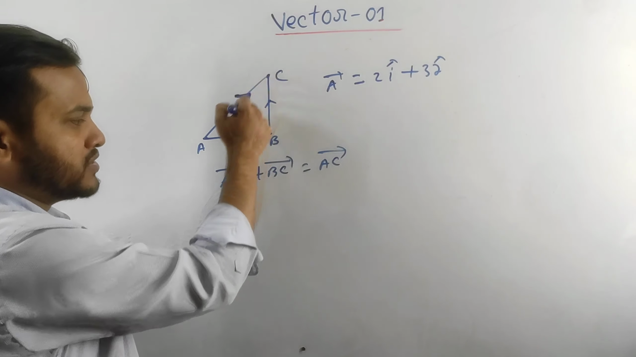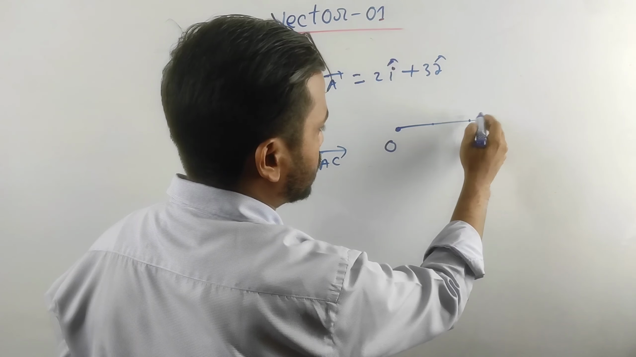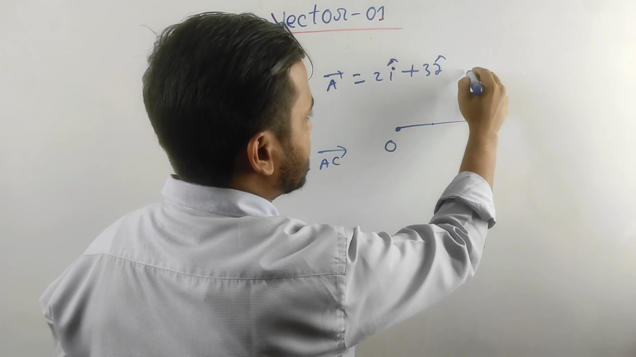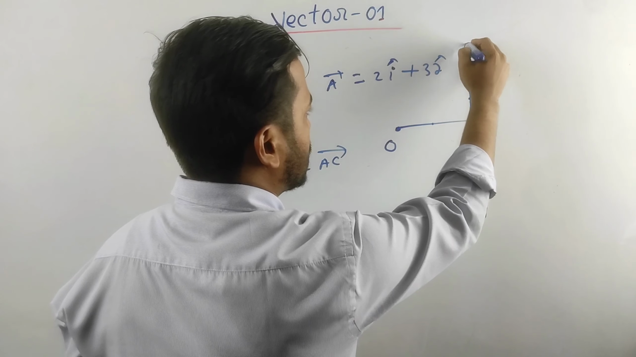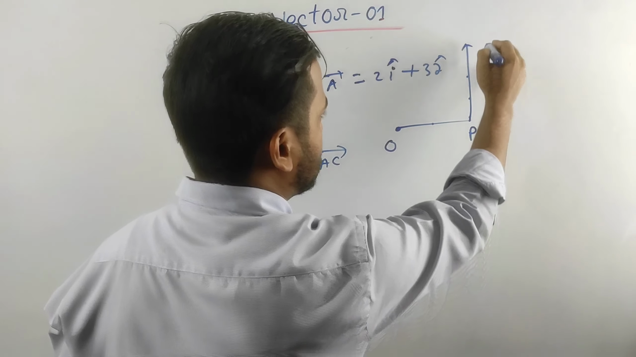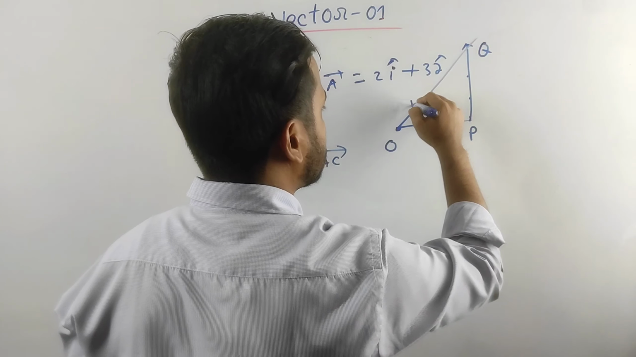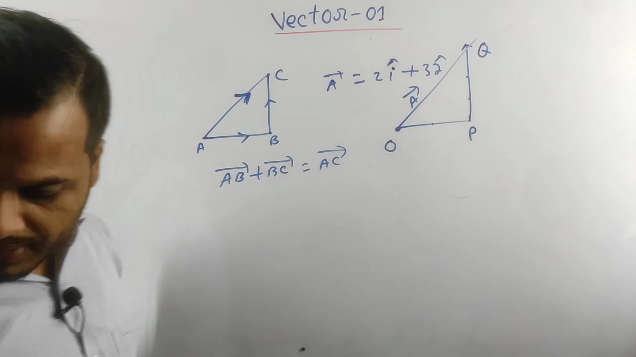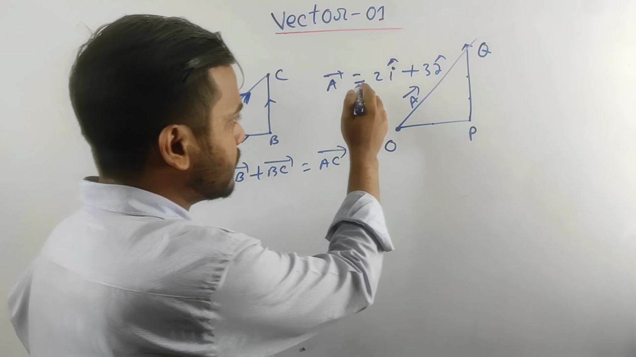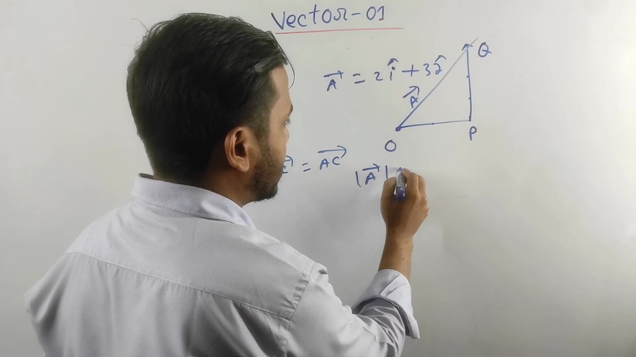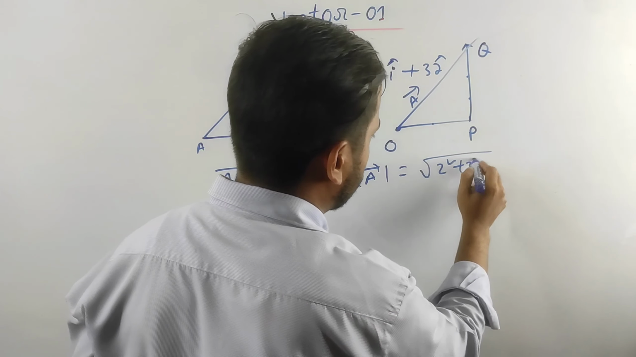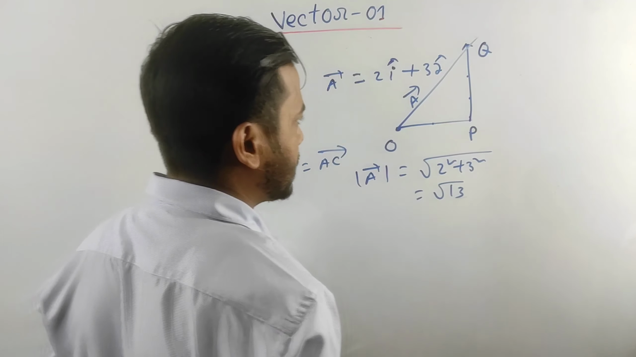So here, 2 i cap plus 3 j cap means if you consider your starting point here, then your displacement is 2 i cap towards the x axis, then 3 j cap towards the y axis. So your displacement is like this, and this is your vector A. What is the value of your vector? Its value is root over 2 square plus 3 square, which is root 13.